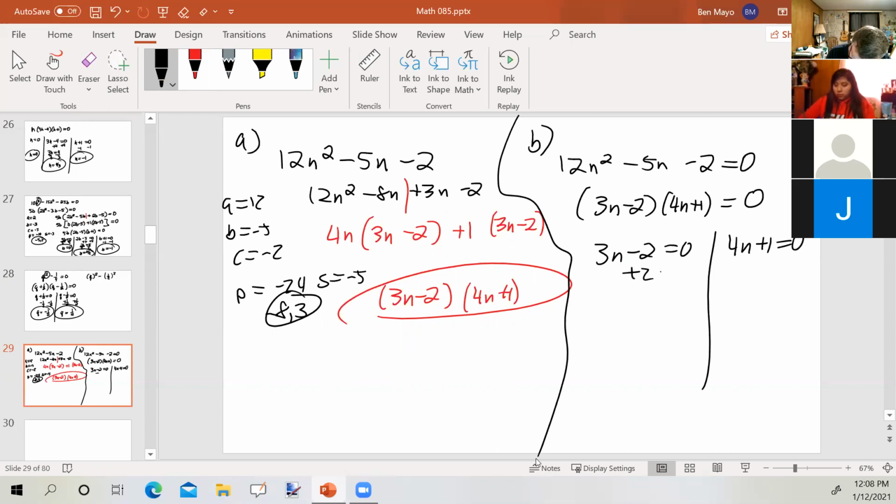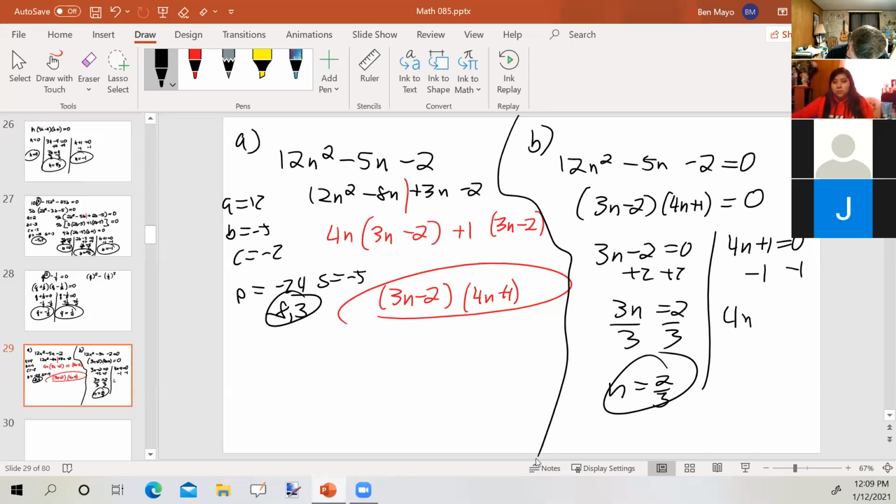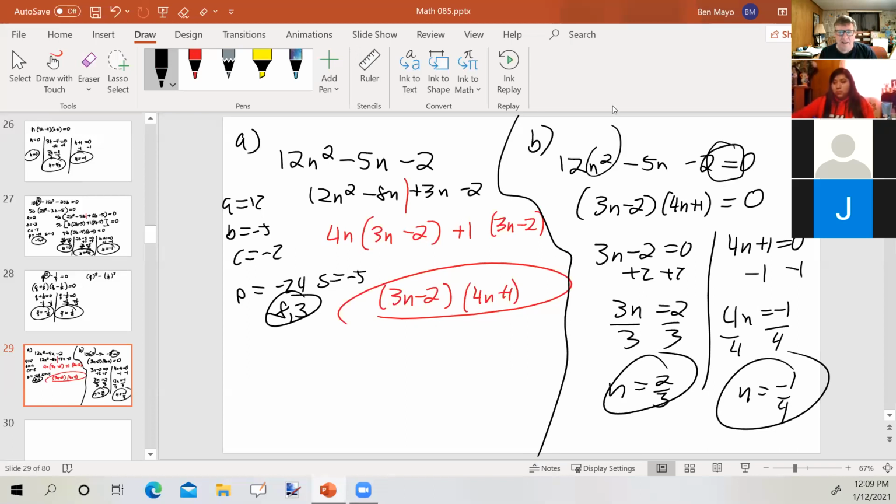So then we're going to add 2 and we're going to get 3n equals 2. Divide by 3, n is 2/3. 4n plus 1 is 0. Subtract 1. 4n is negative 1. Divide by 4, n equals negative 1/4. So this second degree equation has two solutions. This trinomial can factor into two factors, but we can't solve it because it's not an equation. So be careful with that.